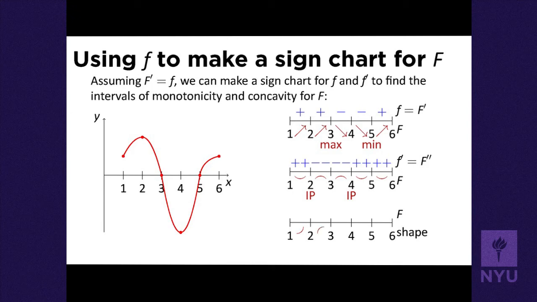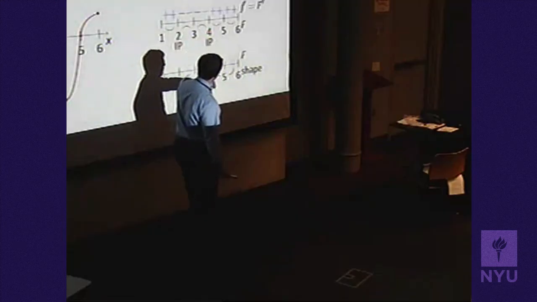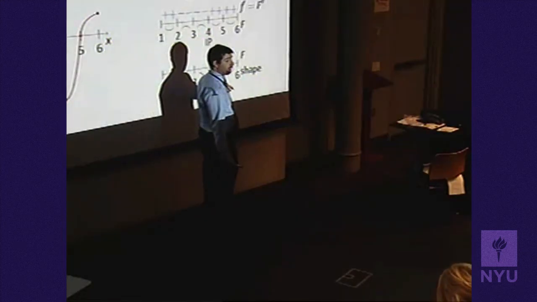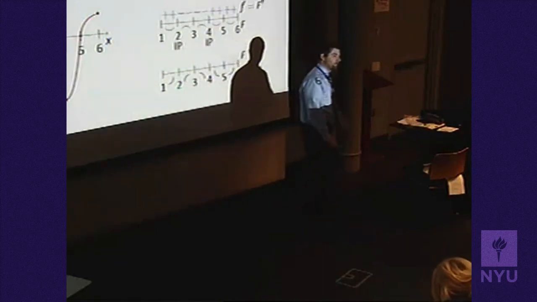Between 3 and 4, it's decreasing and concave down. That would be the first quadrant. Then between 4 and 5, it's decreasing and concave up, quadrant 3. And then between 5 and 6, it's increasing and concave up, so it has that shape to it. Okay. And we know that 2 is an inflection point, 3 is a local max, 4 is an inflection point, 5 is a local min, and so on. Does that make sense? Okay.